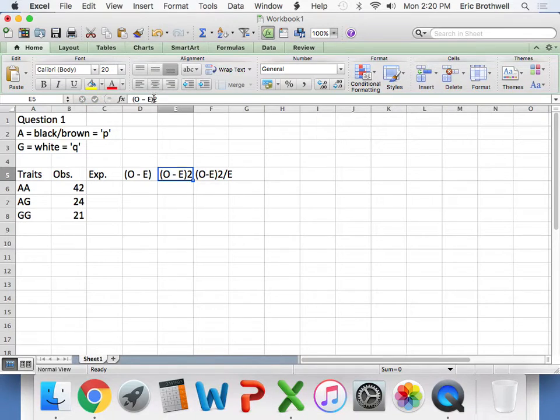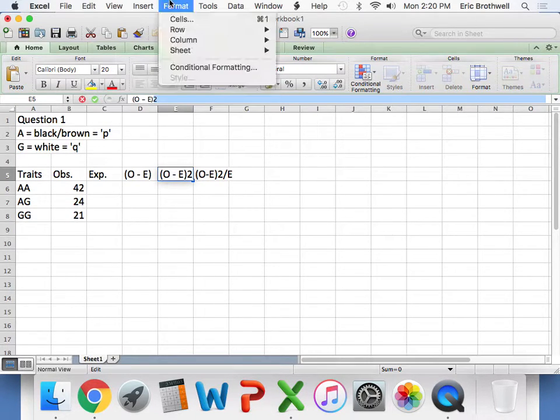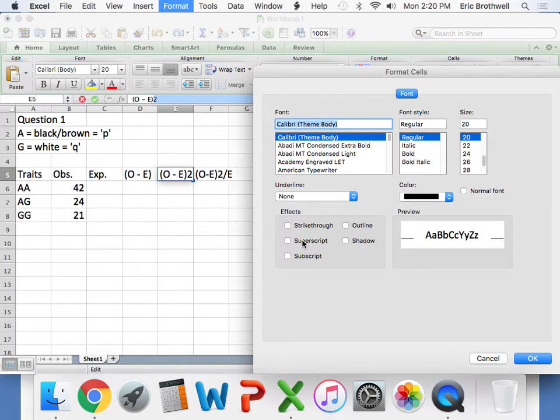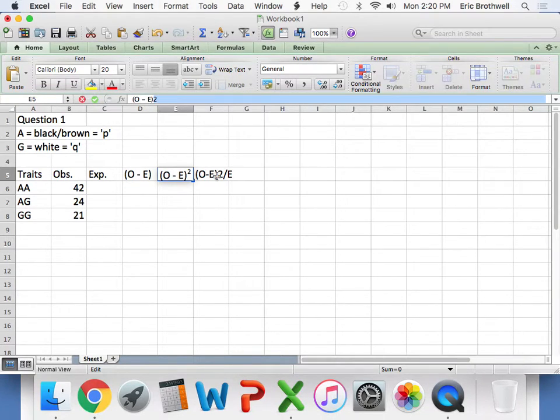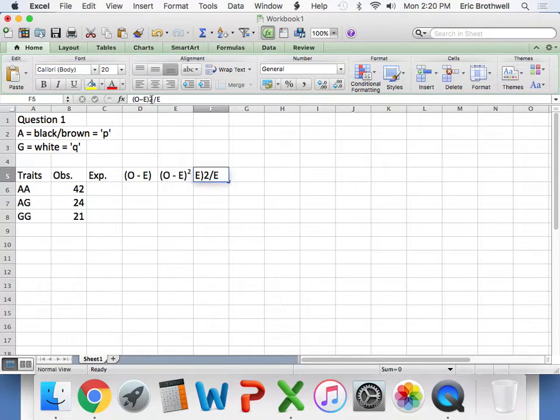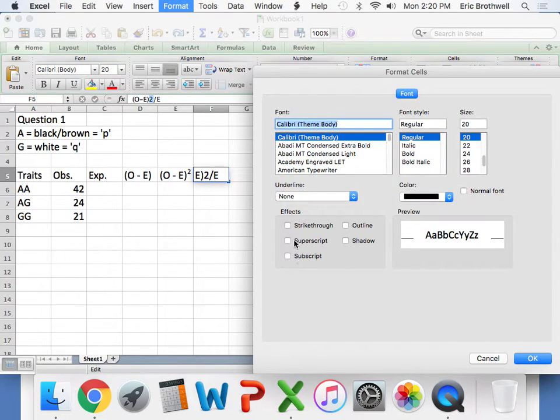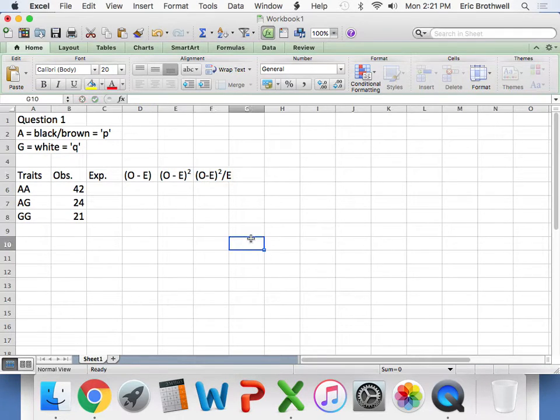I'm going to be fancy and square these. Format, cells, superscript. And now you all are thinking, ooh, that's the fanciest thing you've ever seen. Or not. I don't know. Sweet. So, first thing I need to do is figure out my P and my Q.